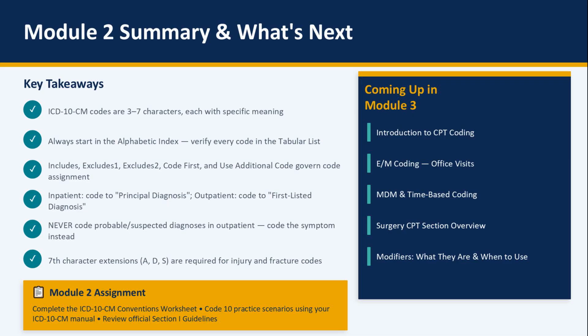6. 7th character extensions are required for injury and fracture codes. A for initial, D for subsequent, S for sequela. For your Module 2 assignment, complete the conventions worksheet. Code 10 practice scenarios using your actual ICD-10 CM manual and read through the first 25 pages of the official Section 1 guidelines. I know reading guidelines doesn't sound glamorous, but those pages contain everything that's tested on your exam.